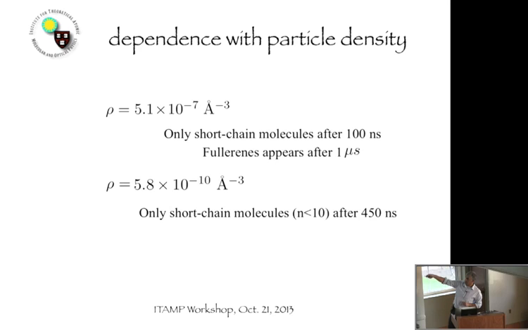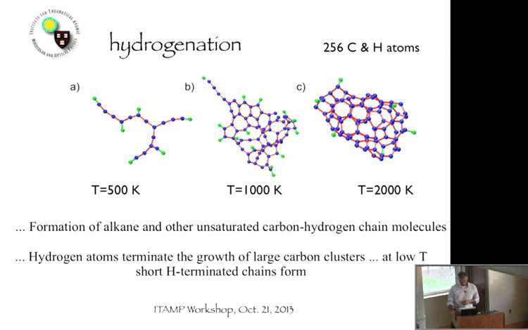At this lower density, you get only short-chain molecules, short-chain meaning molecules with about 10 or fewer carbon atoms, after about half a microsecond. So if you lower the density, you almost never get to cages and clusters.